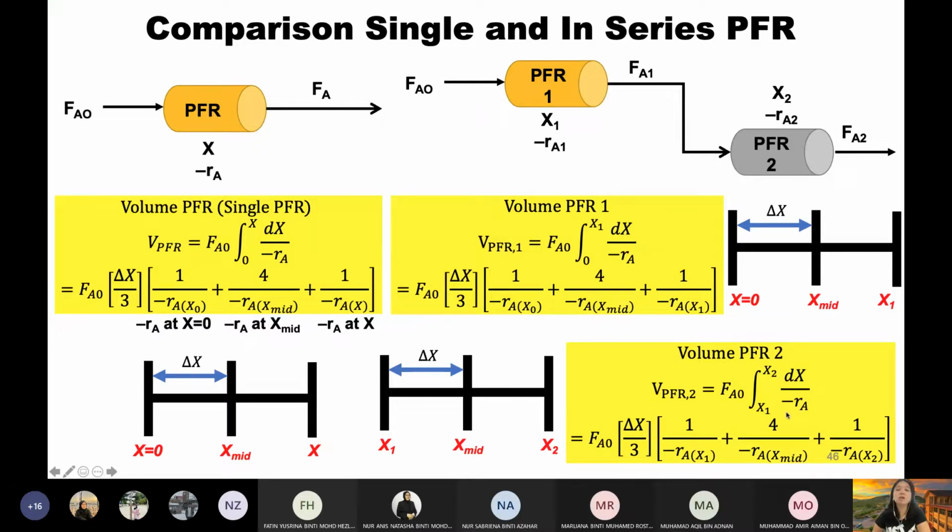dx per minus RE. So what happens to the formula? So become FA0. Delta x per 3 ni I explain later. I explain the back first. So it become 1 per minus RE at your lower limit, which is X1. So sekarang menjadi 1 per minus RE at my X1. Okay, saya pergi ke belakang pula. Baru saya explain tengah. Become belakang jadi 1 per minus RE at your upper limit, which is X2. Dan tengah-tengah menjadi 4 per minus RE at your middle x. So sekarang middle x ni yang mana? Middle x adalah the middle between x1 and x2.